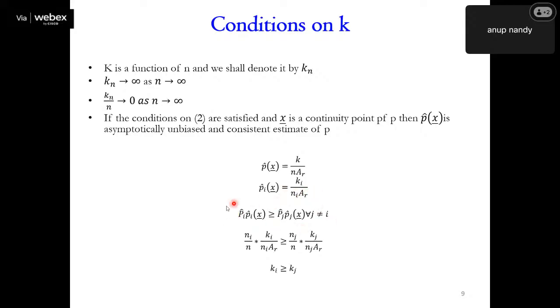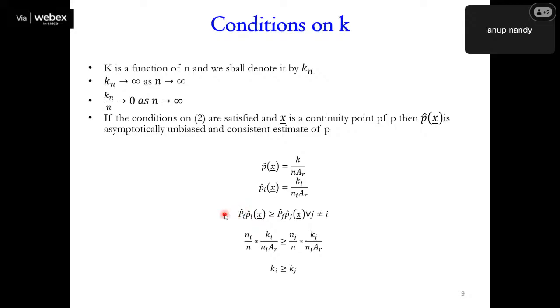Now what was the Bayes decision rule that we have already studied? Capital Pi small pi x is greater than or equal to capital Pj small pj x for all j not equal to i, that we have studied. Now you just put this in. This is the estimated prior probability, this is the estimated density, this is the estimated prior probability for the other class, and the estimated density for the other class.